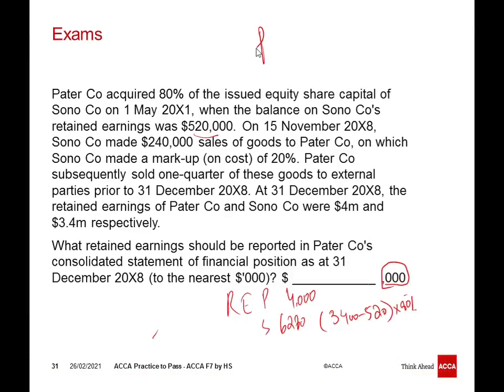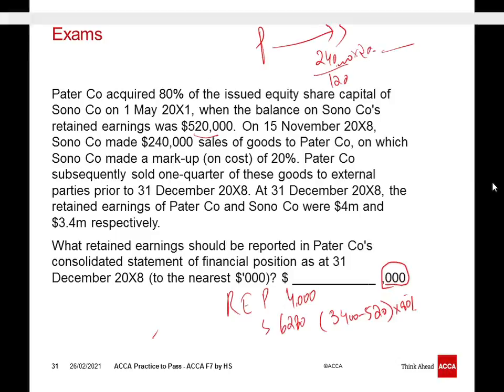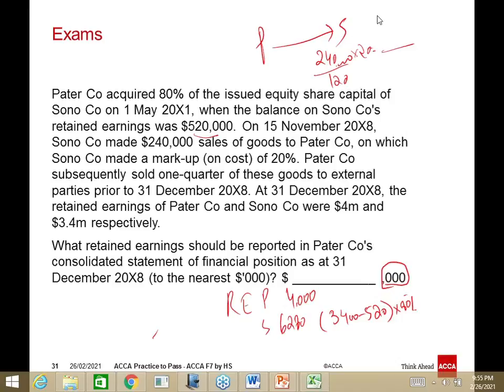Now in this situation, on 15 November, Sono made a sale of 2,40,000, the amount of the sales, on which there will be a profit of 120 multiplied by 20. Please, can you calculate the profit figure here? 240 divided by 120 multiplied by 20. Is it 40 or 30? 40.